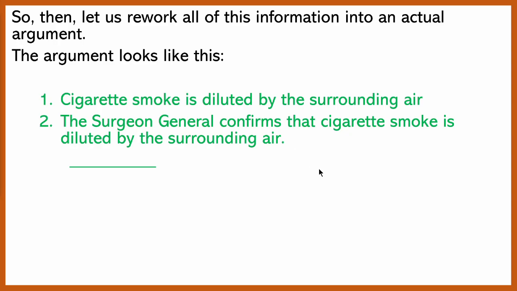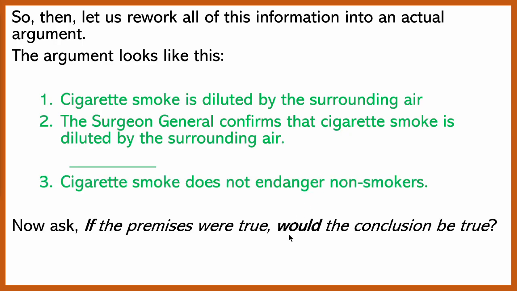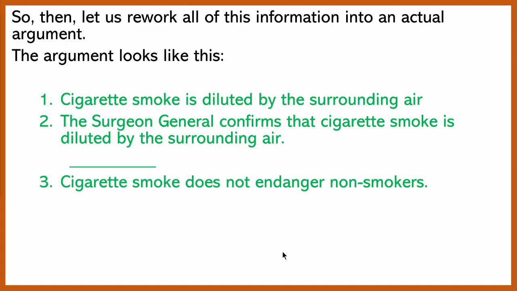Therefore, given premise 1, given premise 2, therefore, cigarette smoke does not endanger non-smokers. Okay? So we need to ask ourselves at this point, if 3 is our conclusion, if this is indeed what the authors are asking us to believe, is it legitimate to believe 3 given that 1 and 2 are true? Let's assume that 1 and 2 are actually true. If they were true, would 3 be true? Or is there something going wrong here?